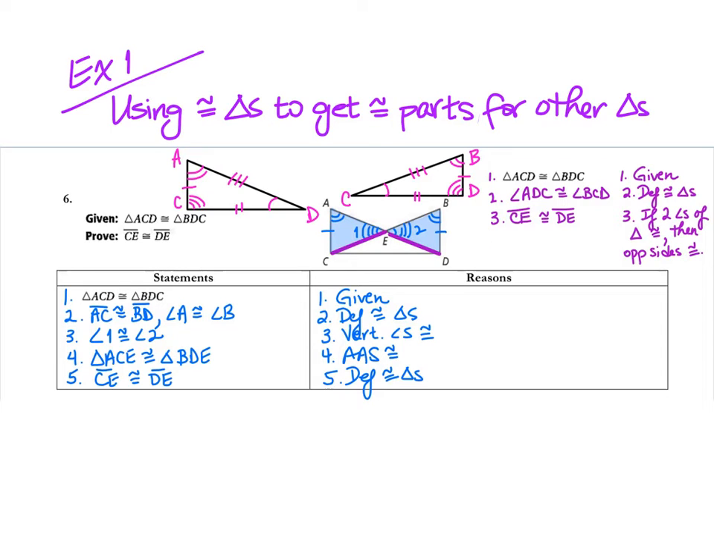So we're going to use the given pair of congruent triangles. Those are the pink ones that I've drawn here, and they are triangles that were overlapping in the original diagram. So if you can see, I've pulled them apart and drawn them up above.